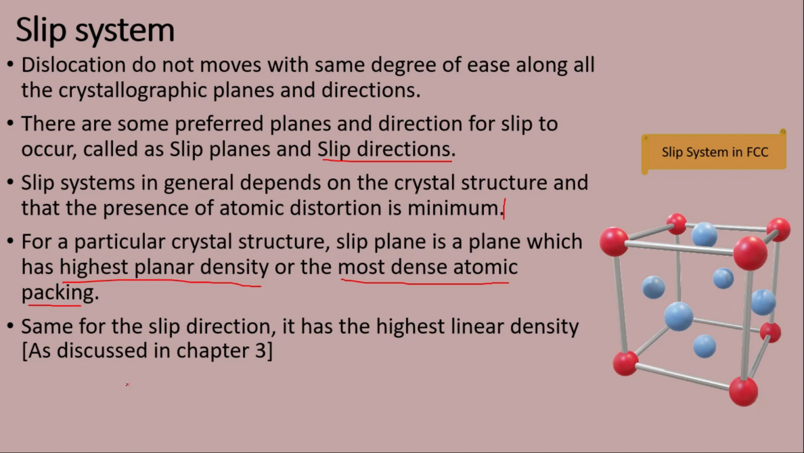And the same is the case for slip directions. Within those highest planar density planes, slip directions are those directions which have the highest linear density. You studied planar and linear density in chapter number 3, and we discussed it briefly in our previous lecture as well. So to identify, we'll check the case of the FCC system.